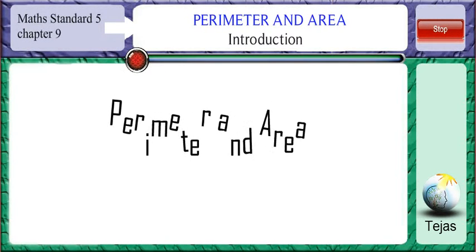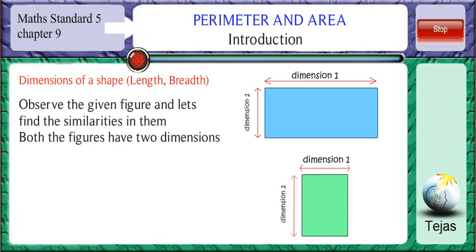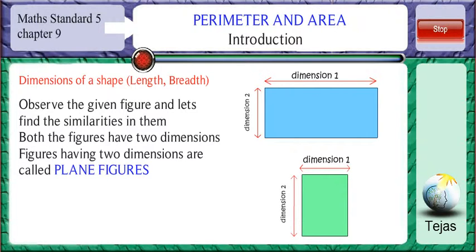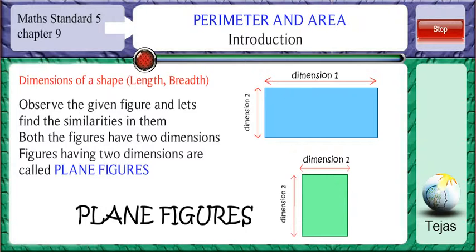Perimeter and area. Observe the given figures. What are the similarities that you find between them? You can see that both the figures have two dimensions. Figures having two dimensions are called plane figures.